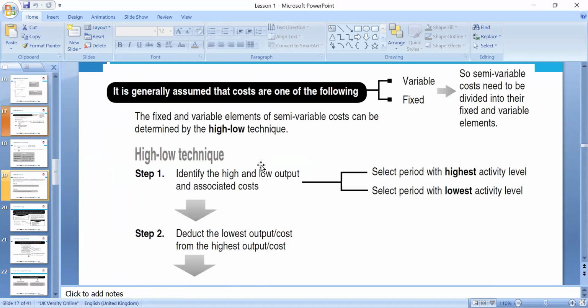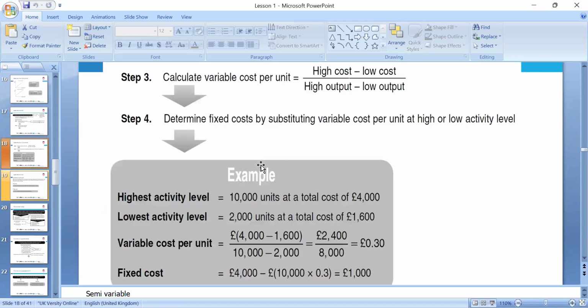So when we use semi-variable, I want to differentiate high and low cost. Step one, identify the high unit of output and the low unit of output, and look at their cost. Like, I produce 100 units, what is the cost? And I produce 1,000 units, what is the total cost of the 1,000? Then I use the formula and I can calculate the cost. What is the formula? High cost minus low cost, divided by high output minus low output.